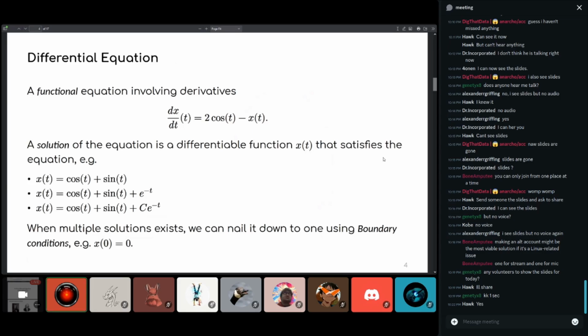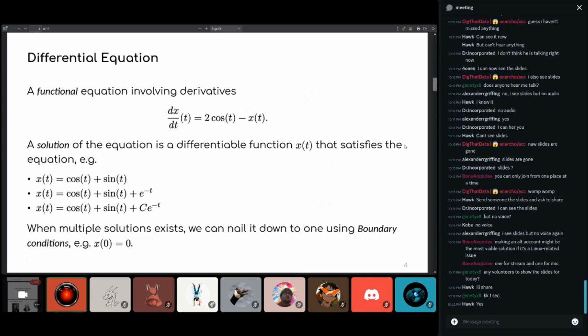Okay, so a differential equation, simply put, is a functional equation because the unknowns that we're trying to find are functions of some parameters, and it involves some derivatives. For example, the one here: the derivative of x with respect to t is equal to 2 times cosine of t minus x of t. That's a functional equation because we have a function x that depends on t, assuming t is just a real number here, and we'd like to find a function x that satisfies this equation.